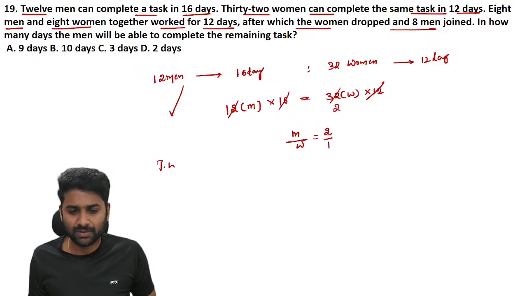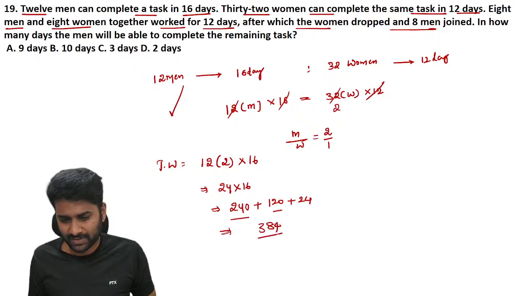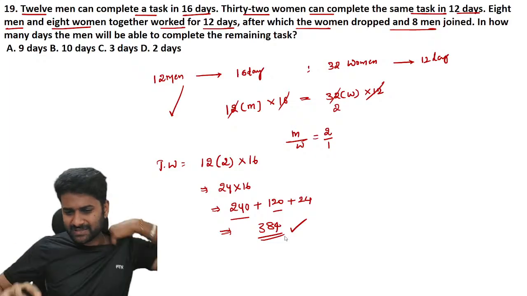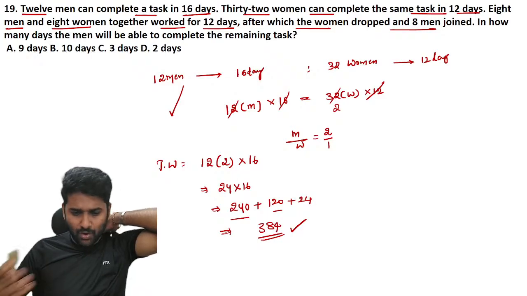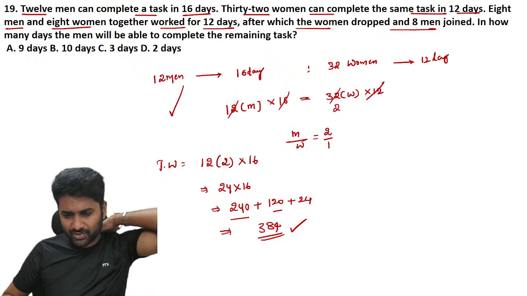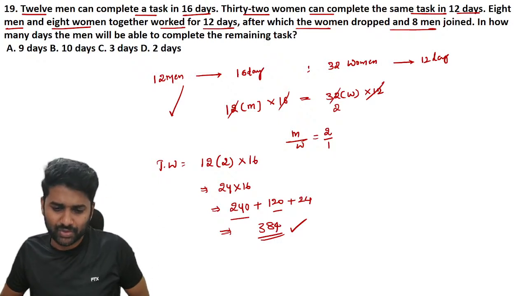Let's find the total work. So total work is 12 into men's 2 units, working for 16 days. So 12 into 2 is 24 into 16. So 240 plus 120 plus 24. So total value is 384 units. This is total work. I just split 16 as 10 plus 5 plus 1. So 24 into 10 is 240. Half of 240 is 120 and 24 into 1 is 24. And 120 plus 24 is 144 plus 240 is equal to 384.